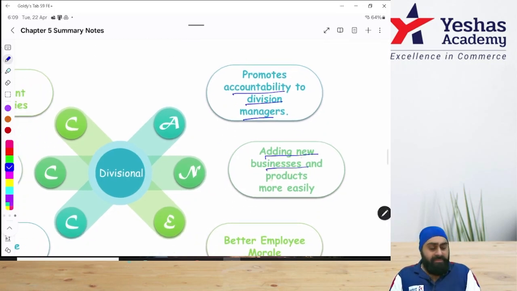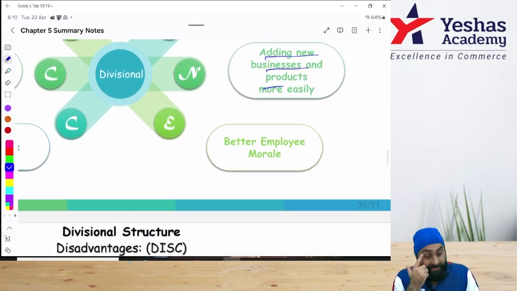Adding new businesses and products is easier in this structure. Say, for example, you are a company which produces, let's say, Maggie, and you're the head of Western Zone. Now you can easily start adding new businesses or new geographical areas. Let's say you go to Eastern Zone, or to Central India. So adding new business products is far easier in this concept.